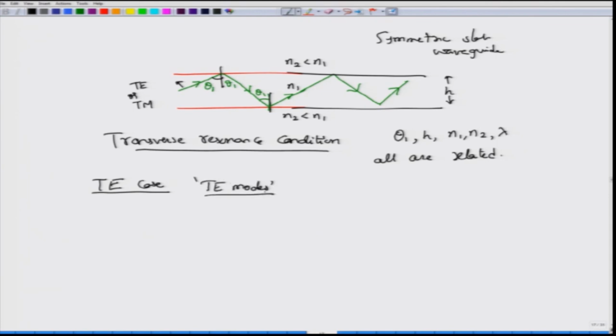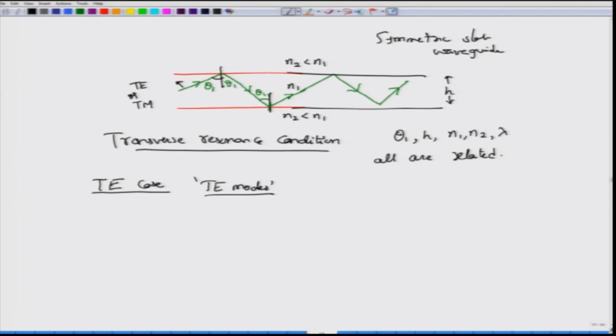A precise definition of modes and the concept of modes will appear not in the next module, but the module after that. So, for now we simply think of a mode as allowed values of theta 1. It is important: not every value of theta 1 greater than the critical angle will be allowed to propagate. There is a certain condition that you need to satisfy, and that condition is the transverse resonant condition. What is the transverse resonant condition?